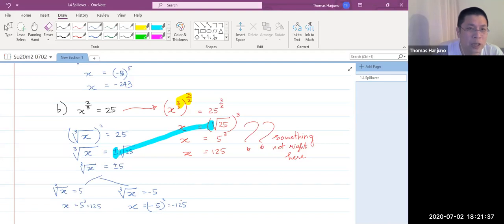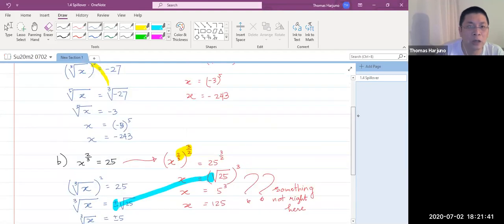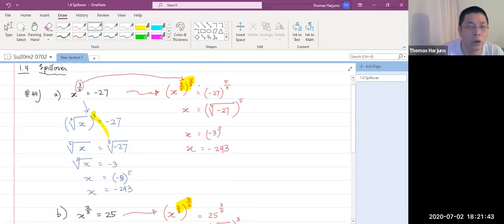I would like to say that the red method will be okay only when the rational exponent has both numerator and denominator odd. When any one of them is even, you had better slow down using the blue method.